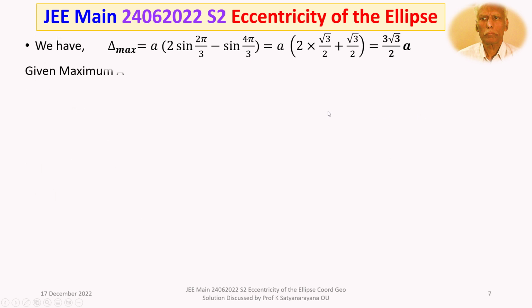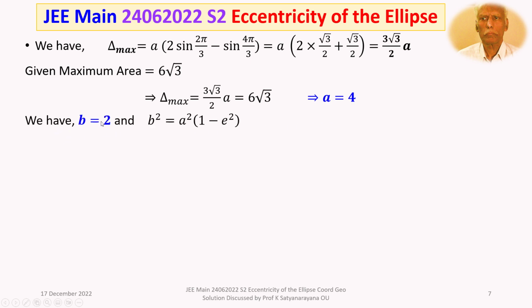It is given to us that the maximum area is 6√3, agreed. Therefore Δ max is equal to 3√3/2 A is equal to 6√3. That is 3√3 A is equal to 12√3, A is equal to 12√3 by 6√3, that is A is equal to 4.